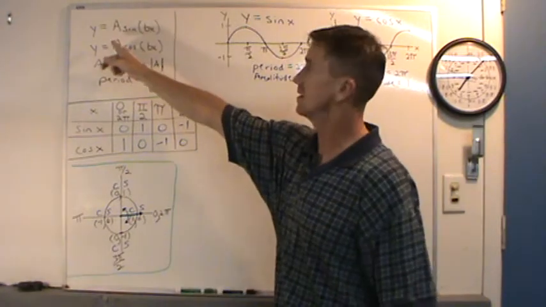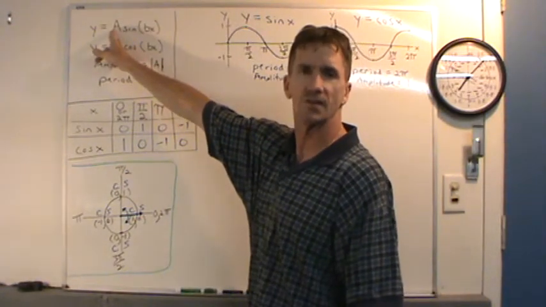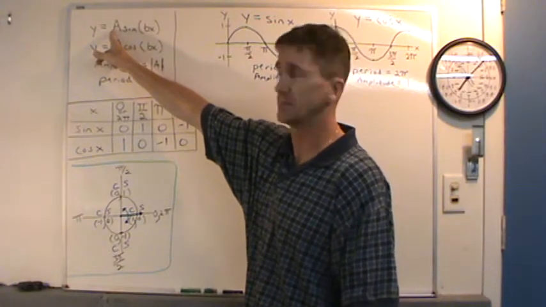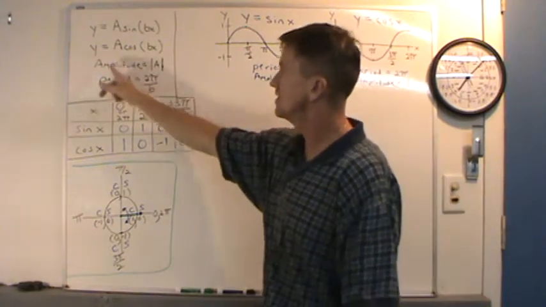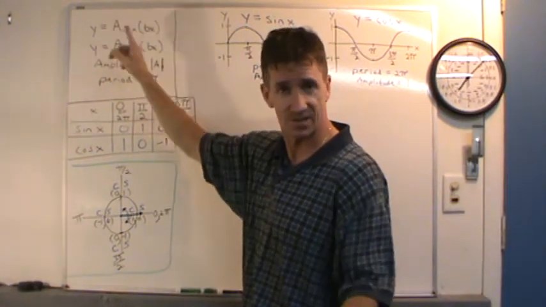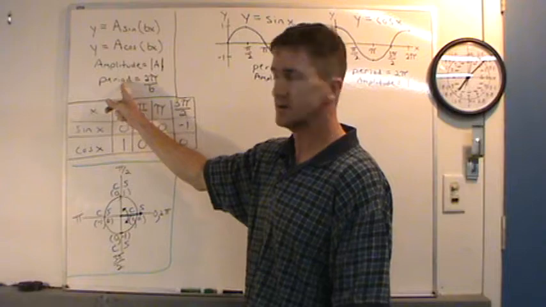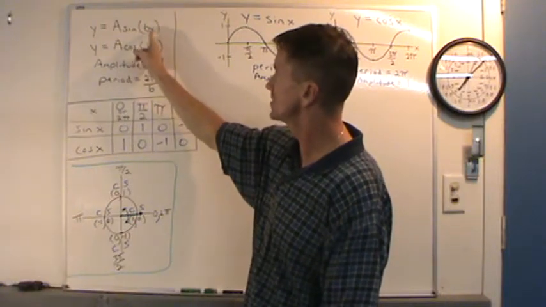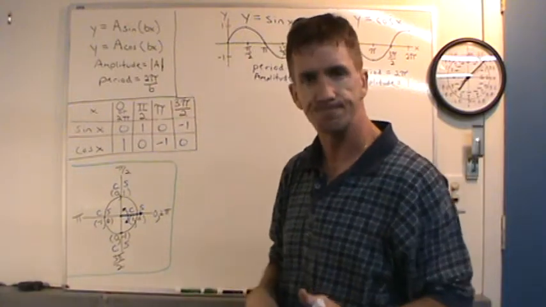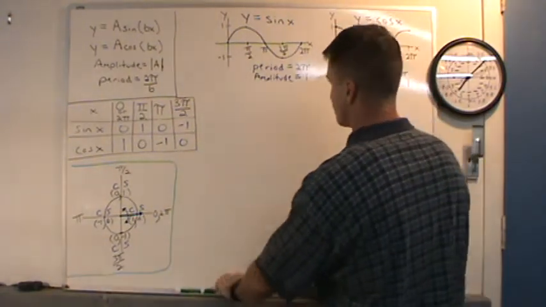So, up here, this value here, the coefficient, alright? Let's say it's some value like 2 or 3 or 5 or something like this. In this case, it's a 1. The amplitude will be the absolute value of that number. Alright? Pretty simple. The period of a function, if there's a coefficient b on the x, will always equal 2 pi divided by b. Alright? So we're going to do an example.